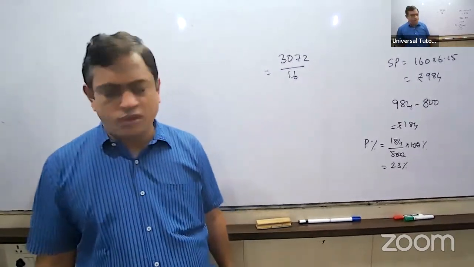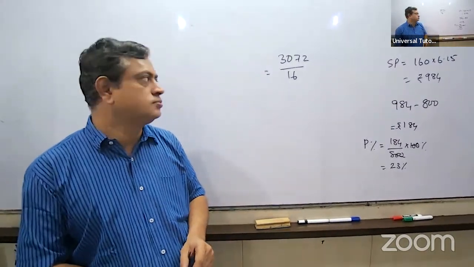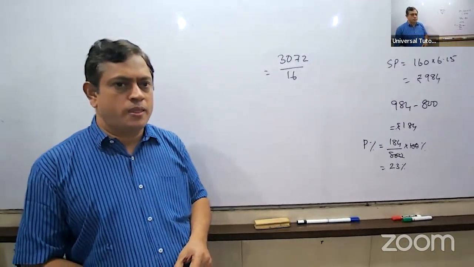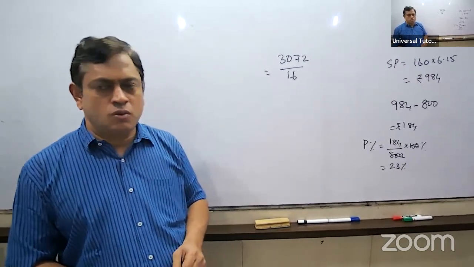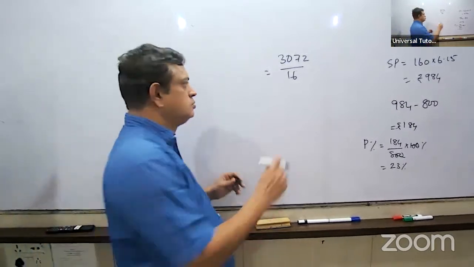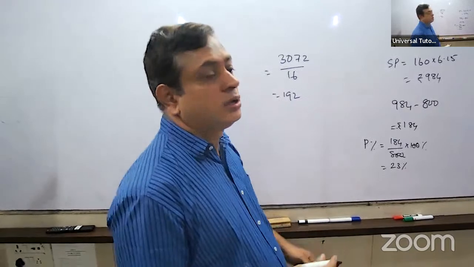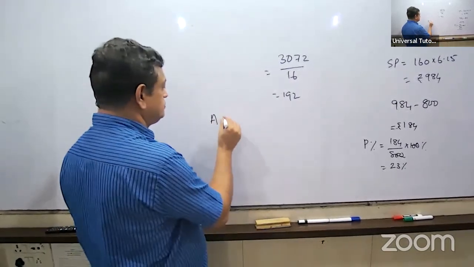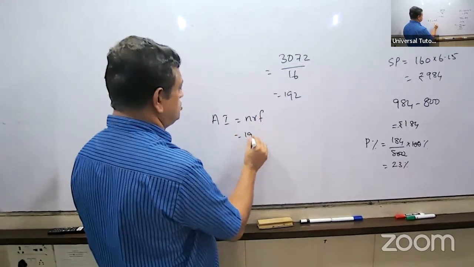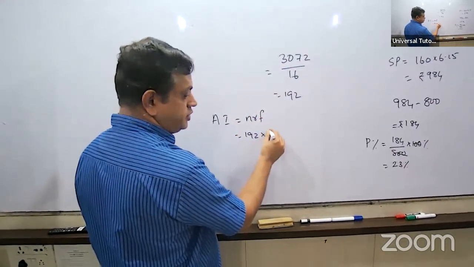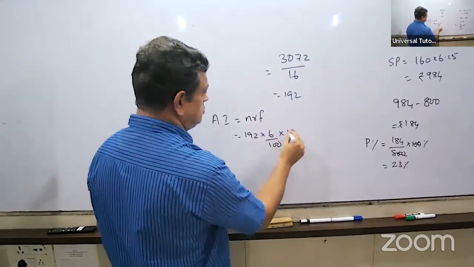Calculate. Cancellations, you can do it. 1536 upon 8. 192. That is the number of shares. Okay. Annual income is N into R into F. Number of shares 192. What is the percentage rate of dividend? Rate of dividend 5 percent.